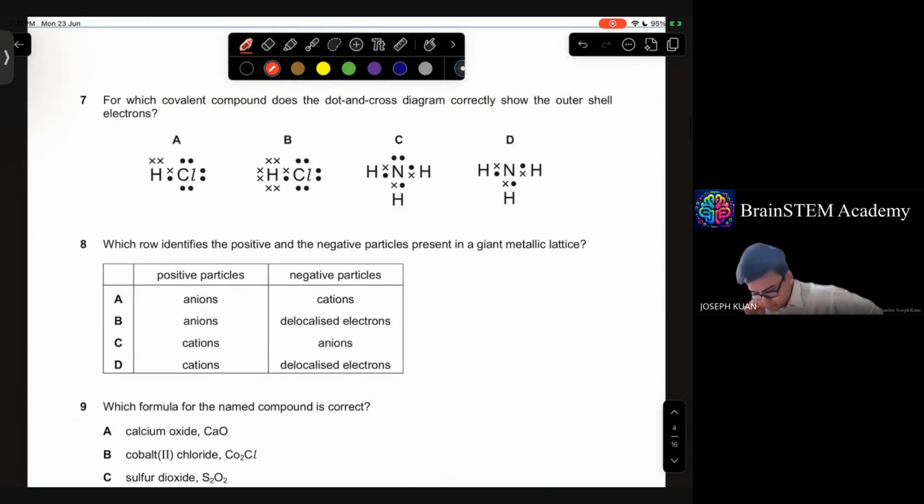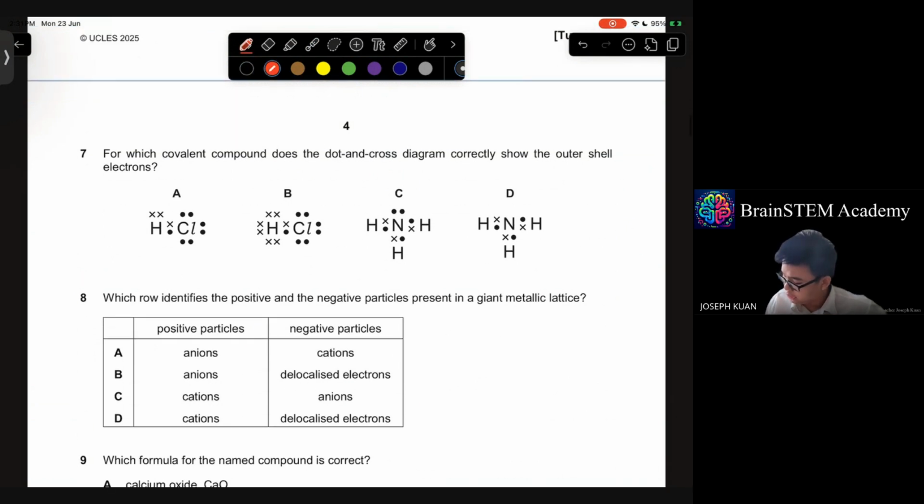Question 7. For which covalent compound does the dot and cross diagram correctly show the outer shell electrons? Now, hydrogen is an element that has 1 outer shell electron. It will share 1 of its electrons with another atom to get a full outer shell. So A is wrong because it wouldn't have any lone pair of electrons. Same goes with B, right?